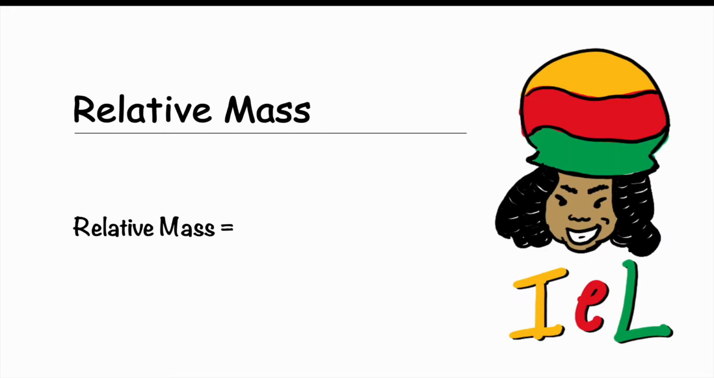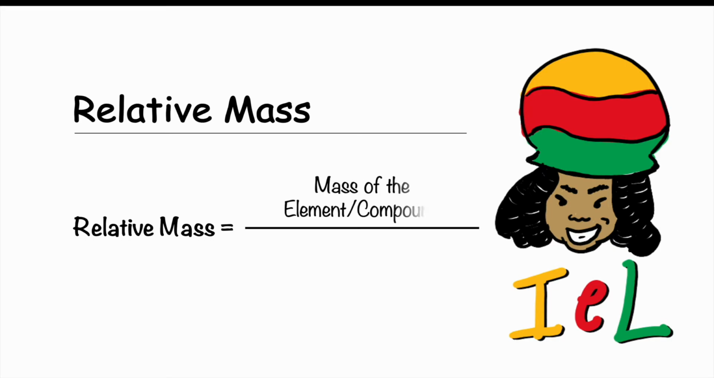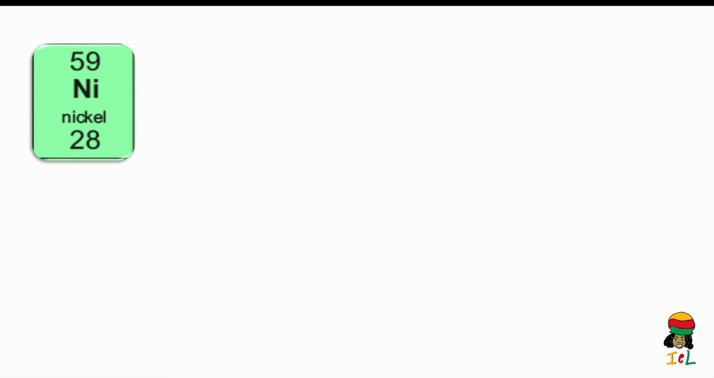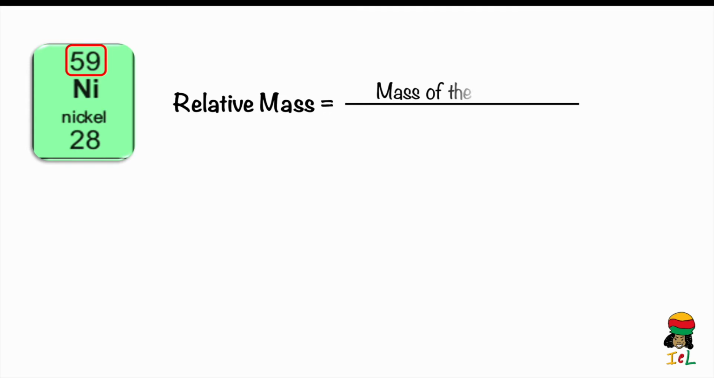Now, the relative mass is the ratio, hence we draw that ratio or division line, in which the mass of an element or compound is compared to 1/12 of the mass of carbon-12, which is 12 grams. Let us examine the definition of relative mass using a practical example. Say we choose the element nickel from the periodic table. The data shows that nickel has an atomic mass of 59 atomic mass units, which we equate to 59 grams. We now know that the relative mass is the ratio, and we're drawing that ratio line, of the mass of nickel to 1/12 the mass of carbon-12.